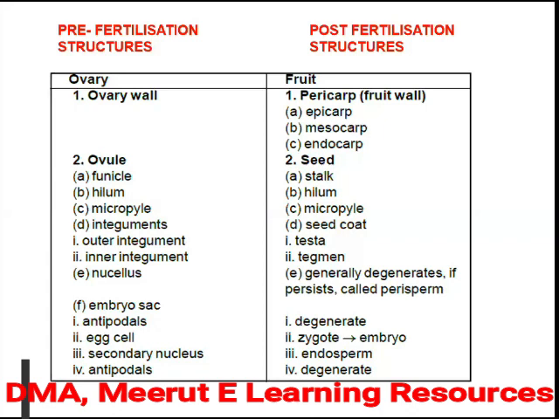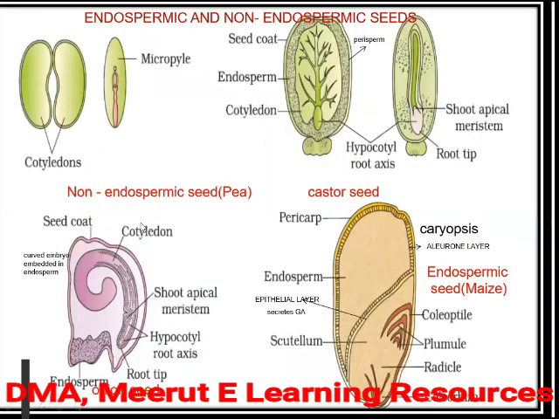Here you can see this is the diagram given in the NCERT book. Here endospermic seeds and non-endospermic seeds are shown. So this one is the non-endospermic seed and the rest are endospermic seeds. These two are the seeds of monocots. These are the seeds of dicots. The upper ones are dicot seeds and the lower ones are monocot seeds. Got it? Now here you come to the non-endospermic seed.